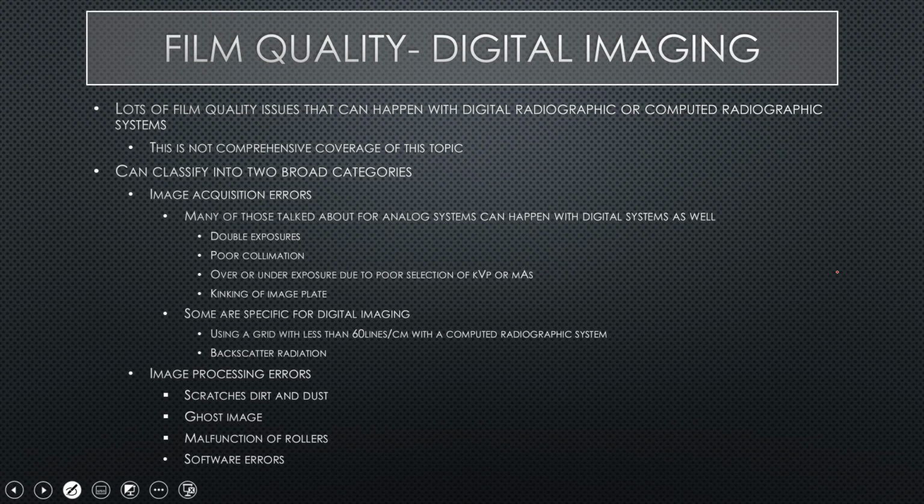Some are specific for digital imaging, such as using a grid with less than 60 lines per centimeter, or backscatter radiation. If we're talking about image processing errors, scratches, dirt, dust, ghost image, malfunctioning of rollers, and software errors can all occur.